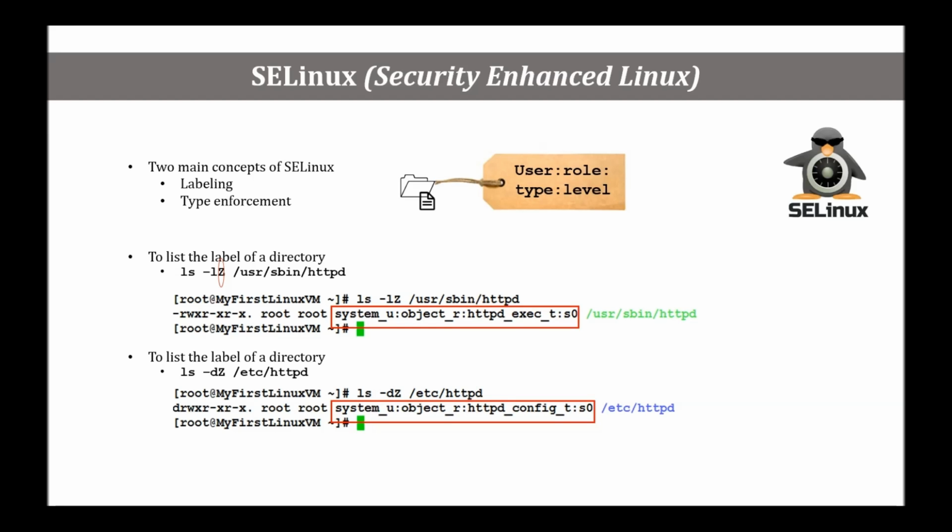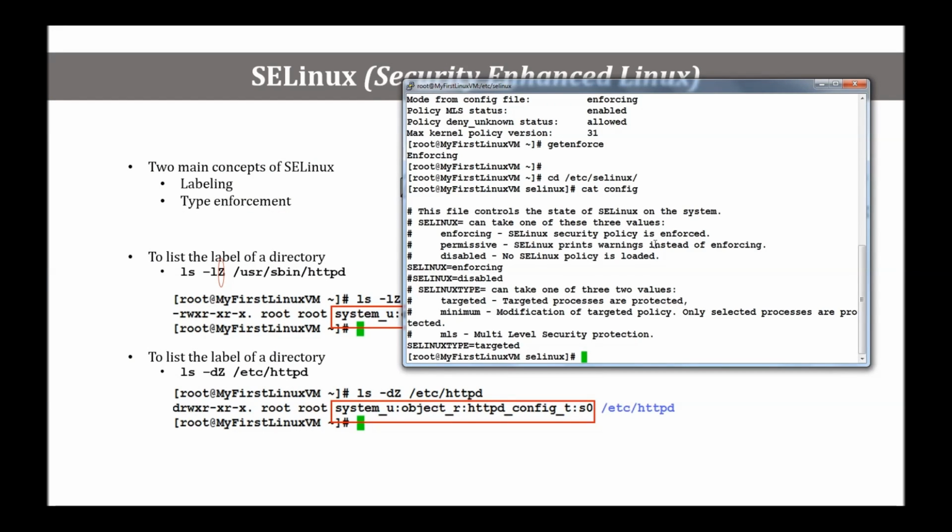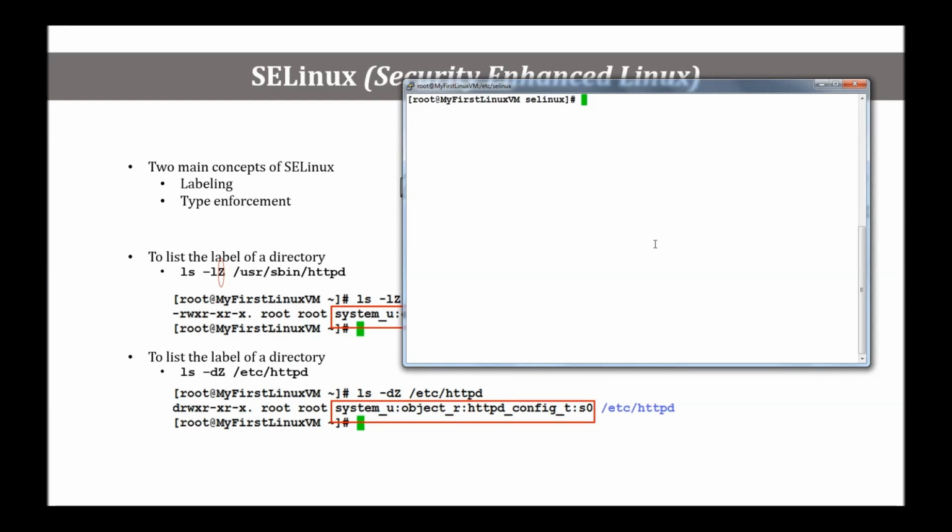Okay, so let me try a couple of these commands. Let me clear my screen. The first one I will try is ls -lZ /usr/sbin/httpd. And as you can see right here, this is what shows up, and this is the label of SELinux. If I had SELinux disabled, it would not have shown up right here.